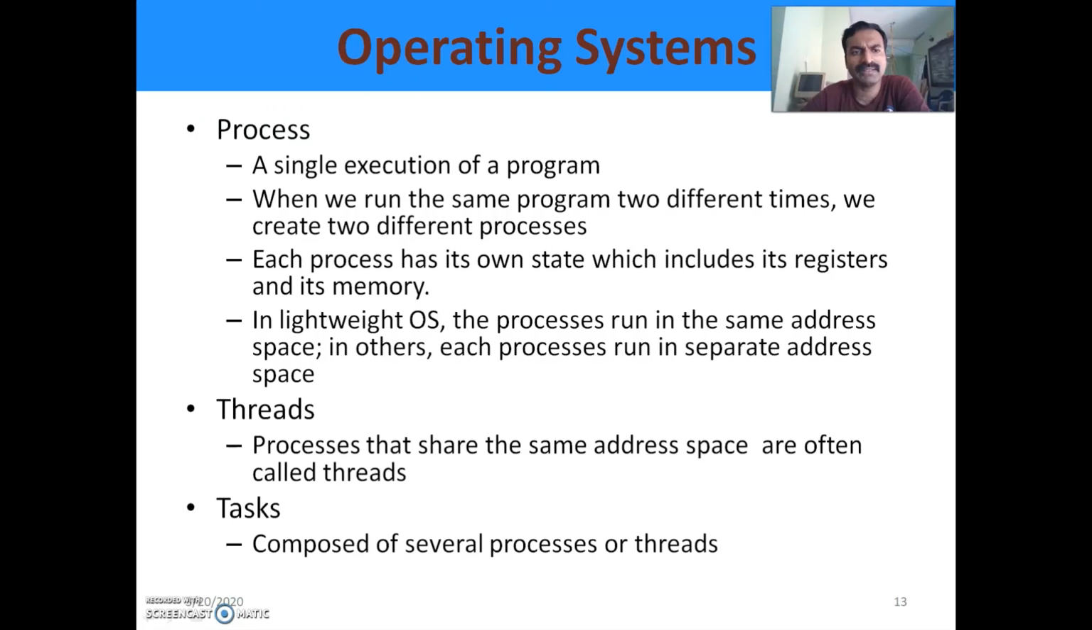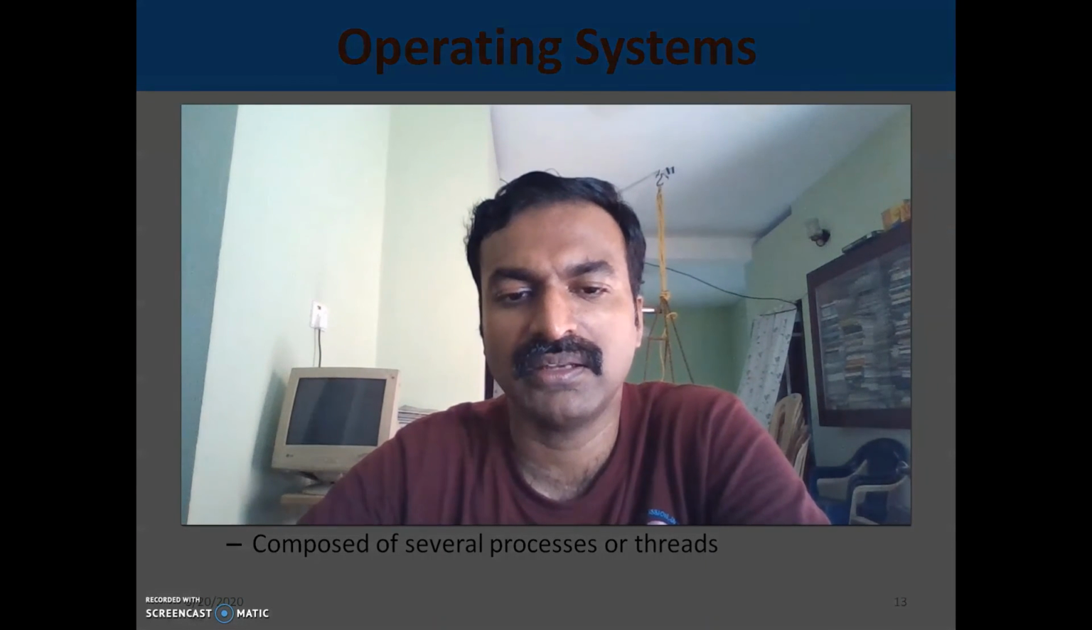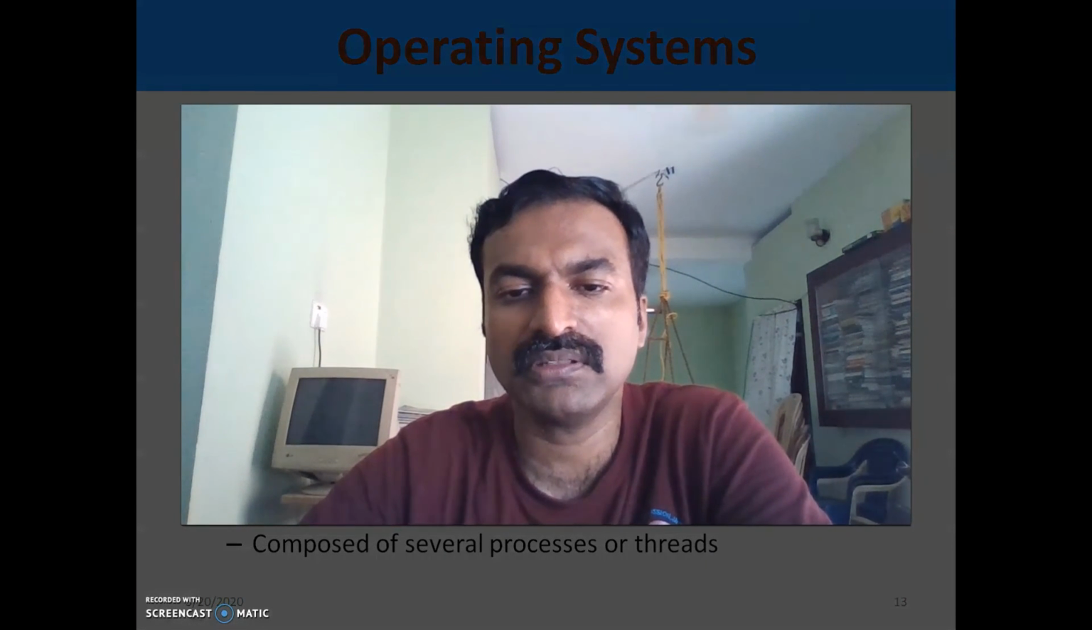Summarizing, we saw what a process is. A process is a single execution of a program. The same program can run at different times, so we create two different processes, and each process has its own state, which includes its registers and memory. In a lightweight OS, the processes run in the same address space. In heavyweight, each process runs in a separate address space. Processes that share the same address space are often called threads. And tasks are composed of several processes or threads.